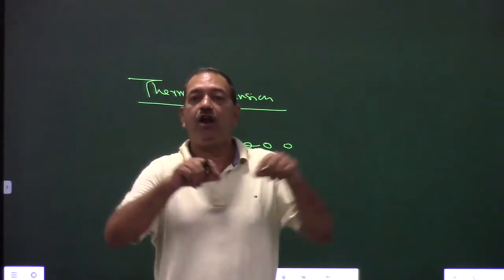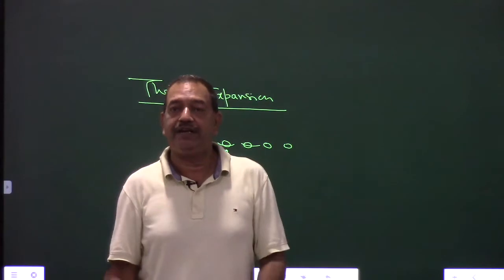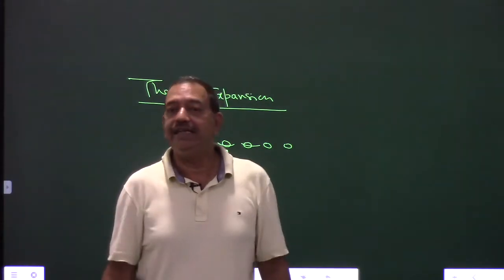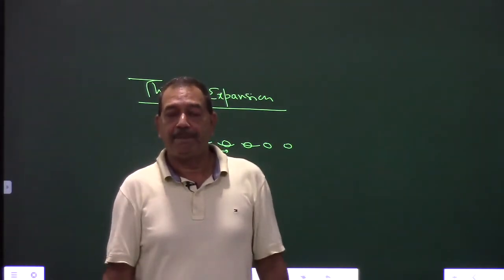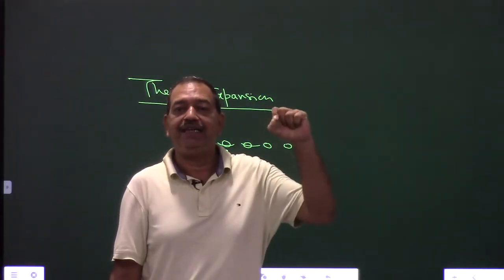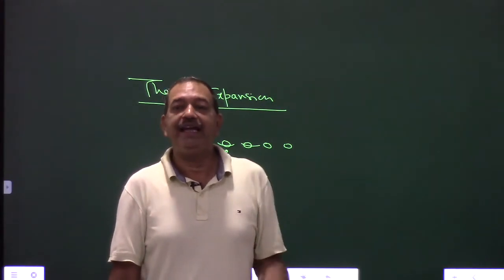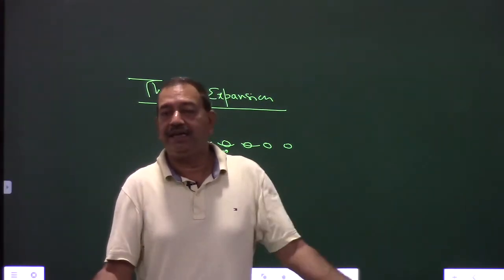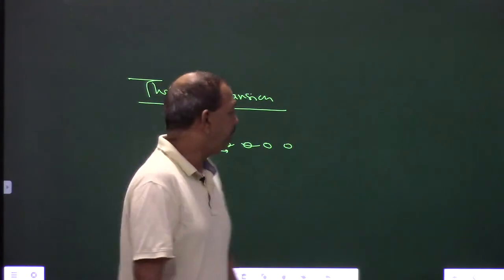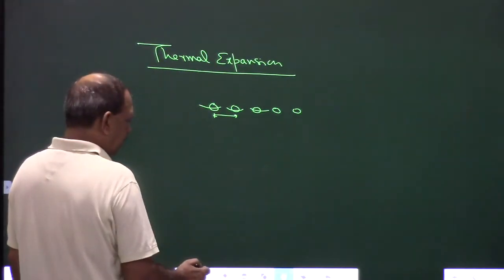Like if we take a long wire, then the area becomes negligible in comparison to the wire, so we take linear expansion. When we take a thin sheet, then thickness becomes negligible in comparison to area, then we say area expansion. And the other way, all three dimensions are there.